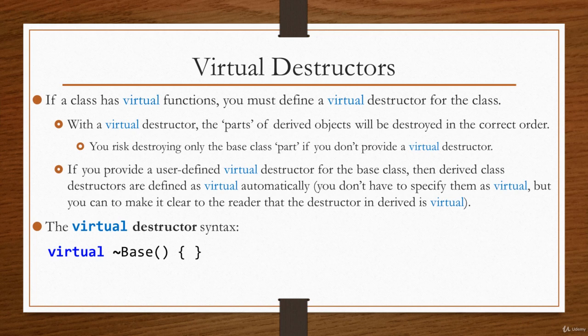Another interesting note is that if you provide a user-defined virtual destructor for the base class, then derived class destructors are defined as virtual automatically. So in other words, you don't have to specify them as virtual, but you can specify them as virtual in the derived classes to make it clear to the reader or the programmer that the destructor in derived is virtual. You can see an example at the bottom, the virtual destructor syntax. You simply have the virtual keyword followed by the usual destructor syntax.